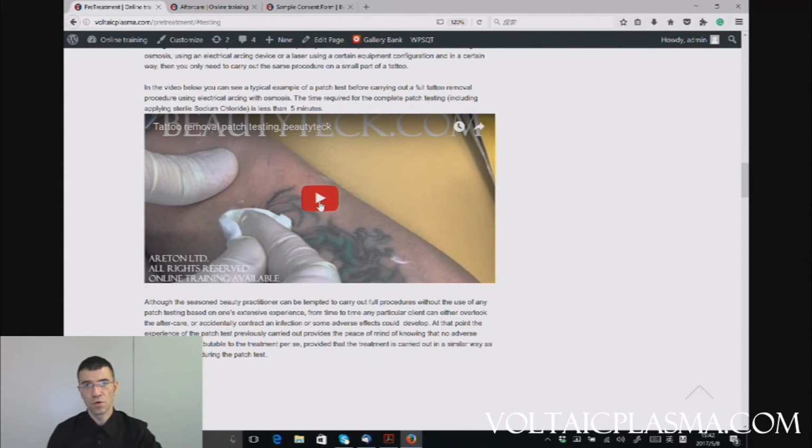And it's a good idea to always do a consultation stage. The idea behind the patch testing is that you can show your client that if they carry out their normal aftercare procedure, there's not going to be any particular side effects. It's a good idea to propose it at least. But if they opt out, it is their own decision.